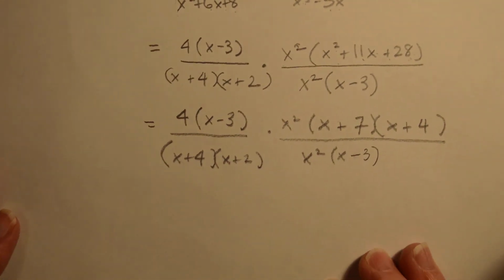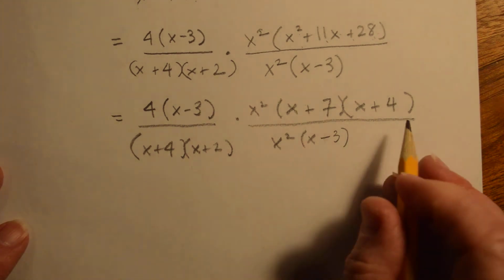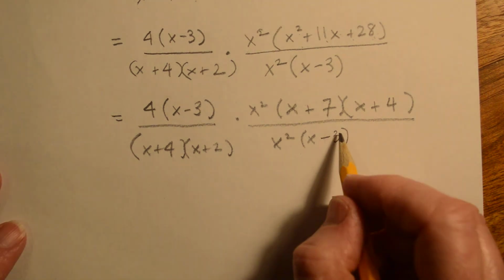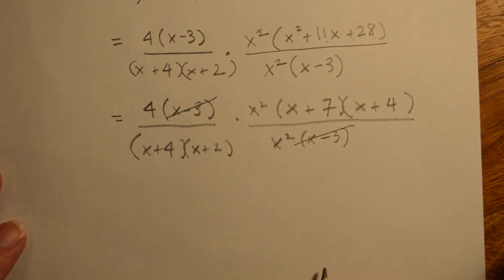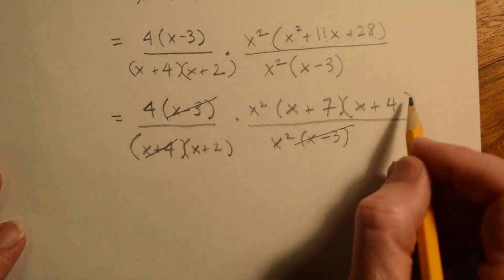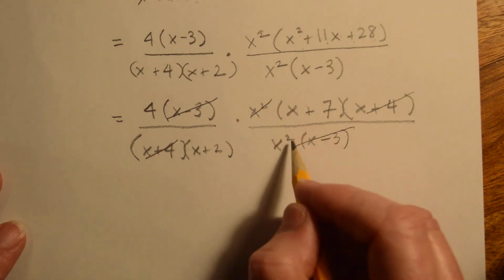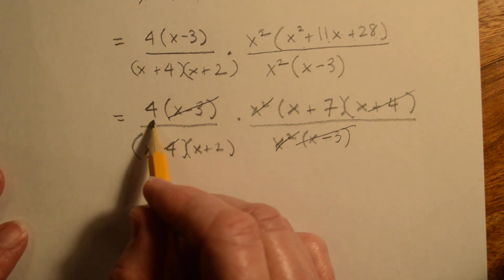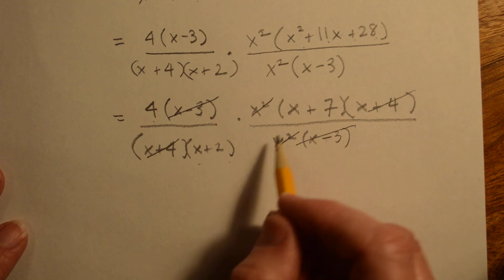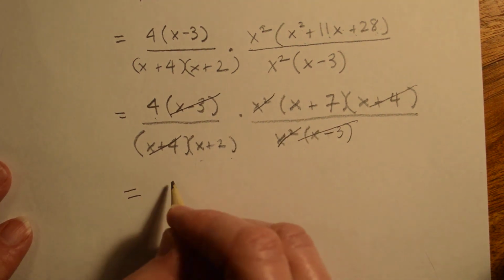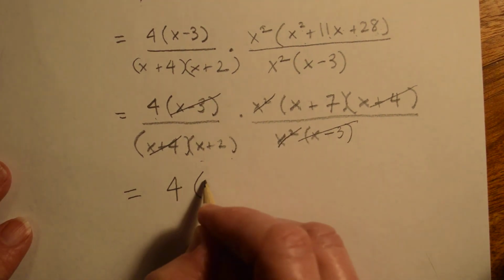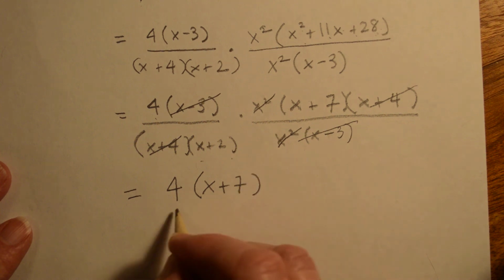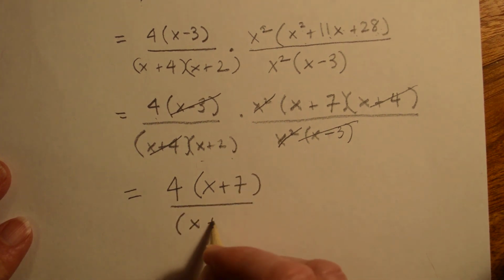Now we just go crazy with the canceling. We find anything that they have in common that we can get rid of. So x minus 3, x minus 3, x plus 4, x plus 4, x squared, and then that's it. 4 doesn't cancel with anything, x plus 2 doesn't cancel with anything, and x plus 7 doesn't cancel with anything. So the final answer would be 4 times x plus 7 over x plus 2.